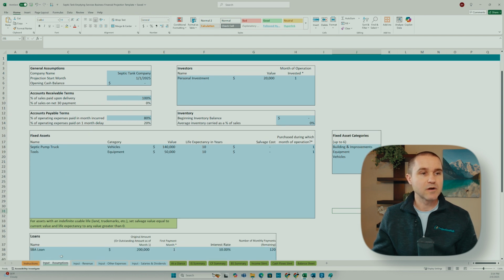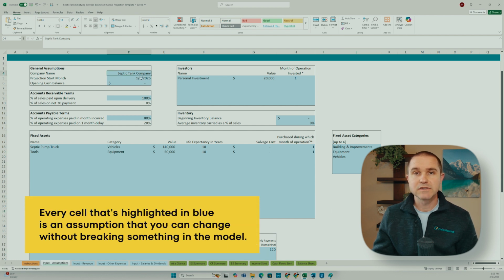So we're going to come back to our input assumptions tab. I'm going to walk you through how to fill this out. The first thing you need to know is that every cell that's highlighted in blue is an assumption that you can change without breaking something in the model.